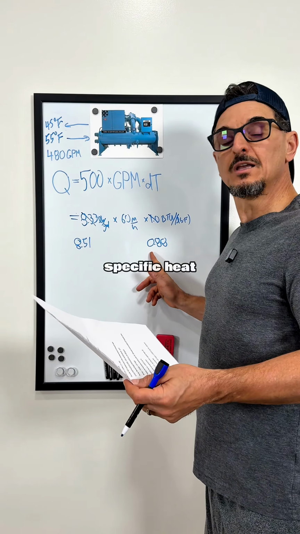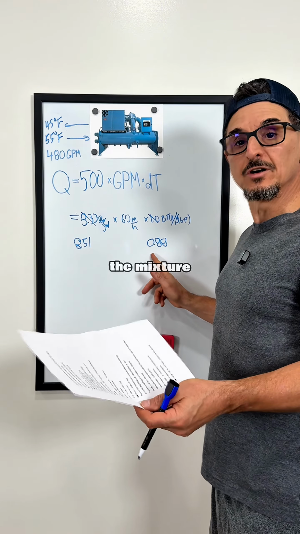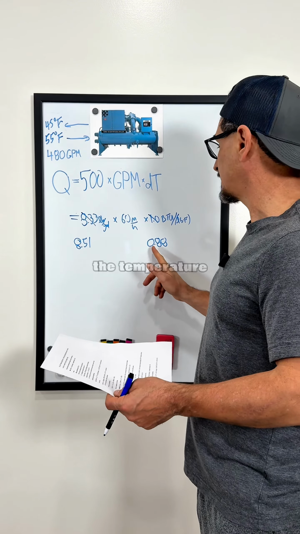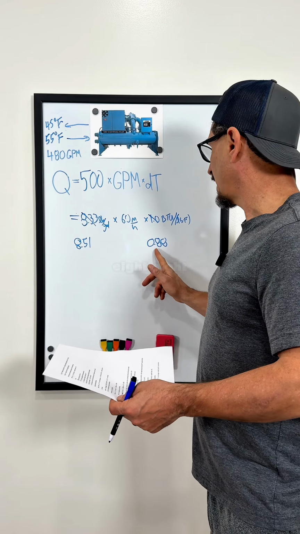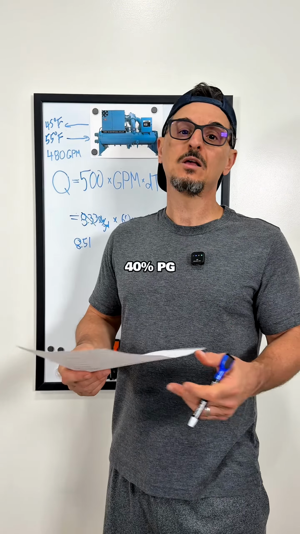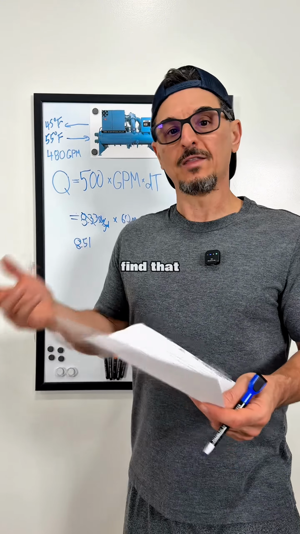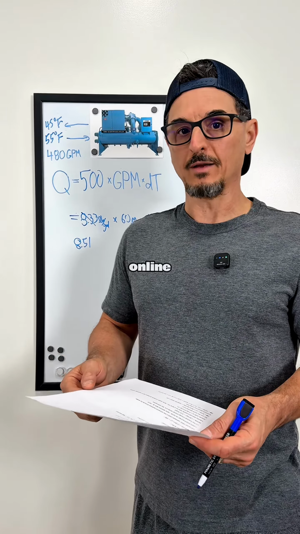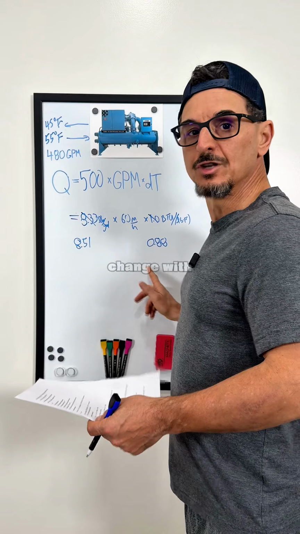So the specific heat, again, depends on, of course, the mixture of propylene glycol and also the temperature. I'm going to use 0.88, which is the specific heat of 40% PG at about 50 degrees. You can find that with many credible sources online. The important thing to note is these do change with temperature.